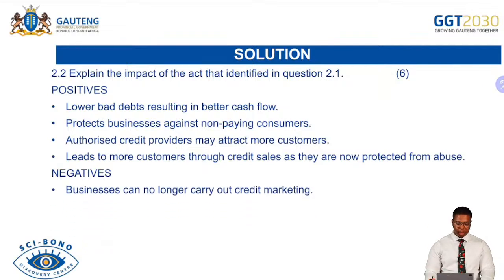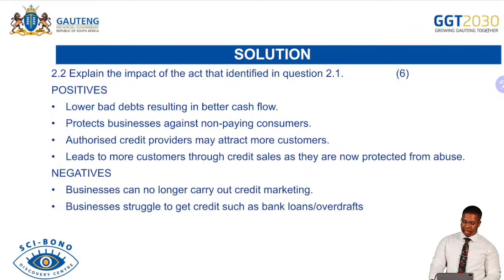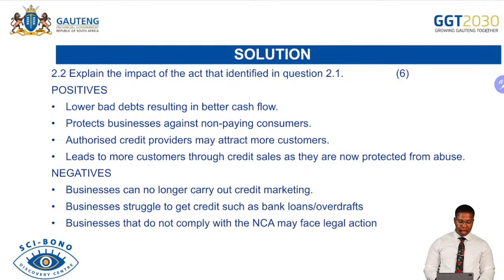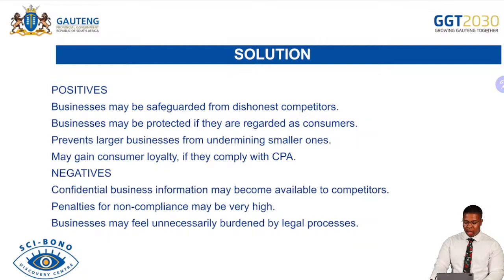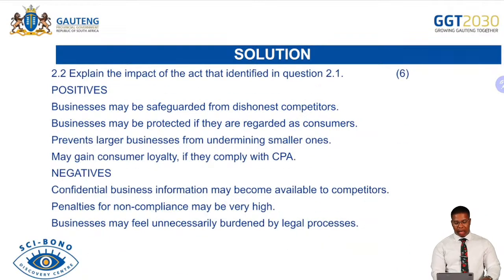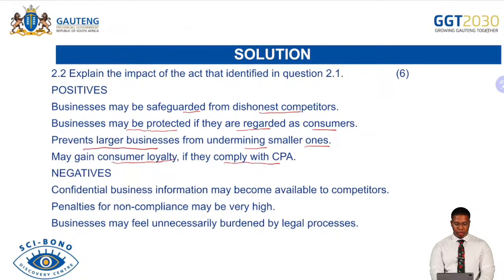What are the negatives? Businesses can no longer carry out credit marketing. Another one is that businesses struggle to get credit, such as bank loans or overdrafts. And then the businesses that do not comply with the National Credit Act may face legal action. Then with the Consumer Protection Act, the positives are that the business may be safeguarded from dishonest competitors who might exploit the market, and the business may be protected if they are regarded as consumers when they are going to buy. This will prevent larger businesses from undermining small ones, and the business will actually gain loyalty, and this is because they would be complying with the Consumer Protection Act.